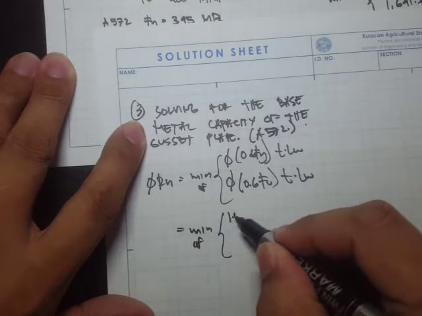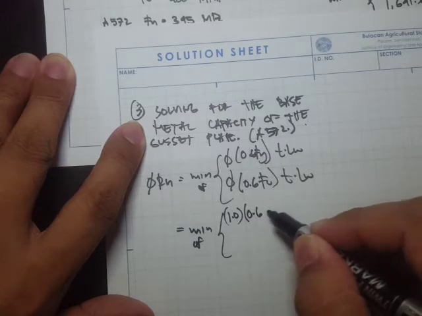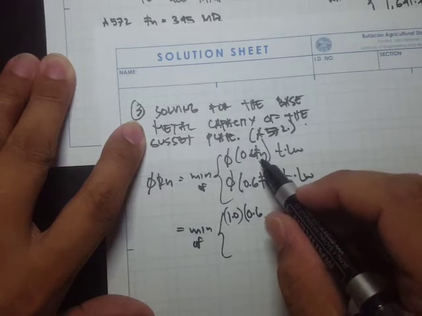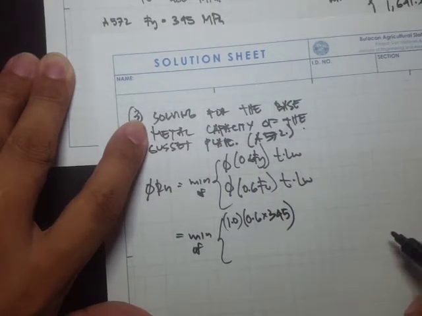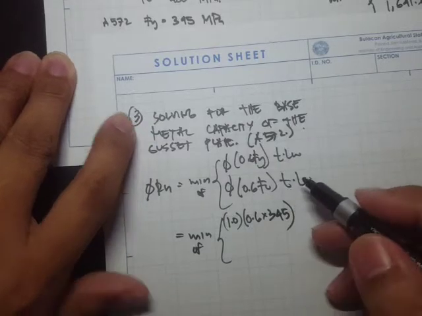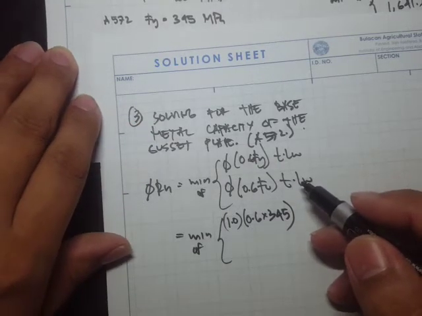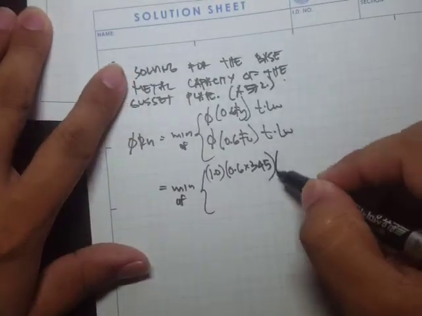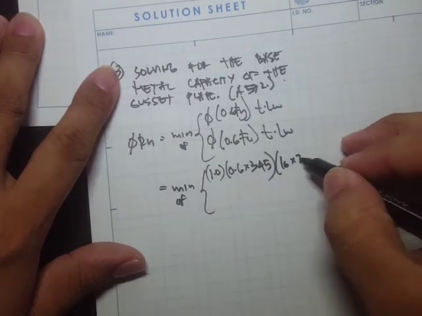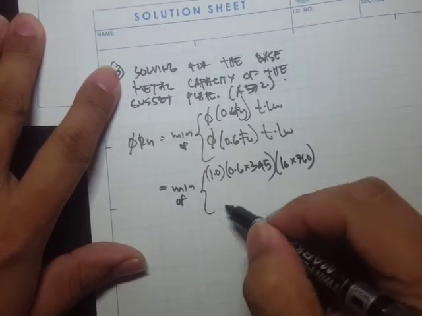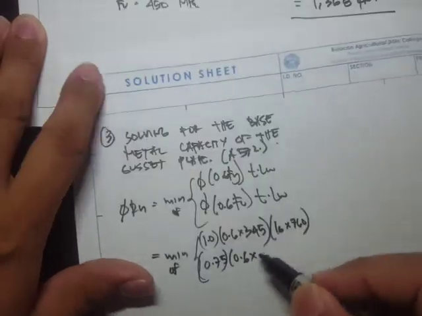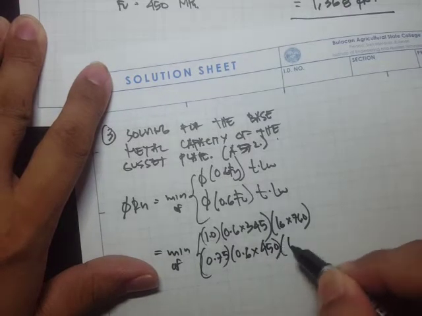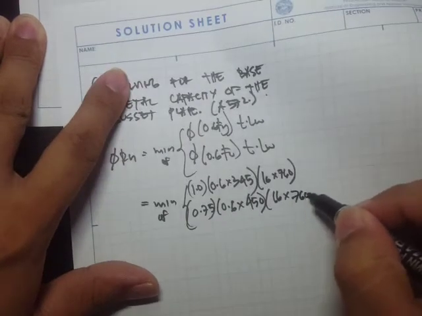What we get here is 1.0 times 0.6 times Fy 345 times this thickness, but the thickness is 16, right? So 16 thick. That's gonna be 16 times 760. And here we have 0.75 times 0.6 times 450, okay, times 16 times 760.